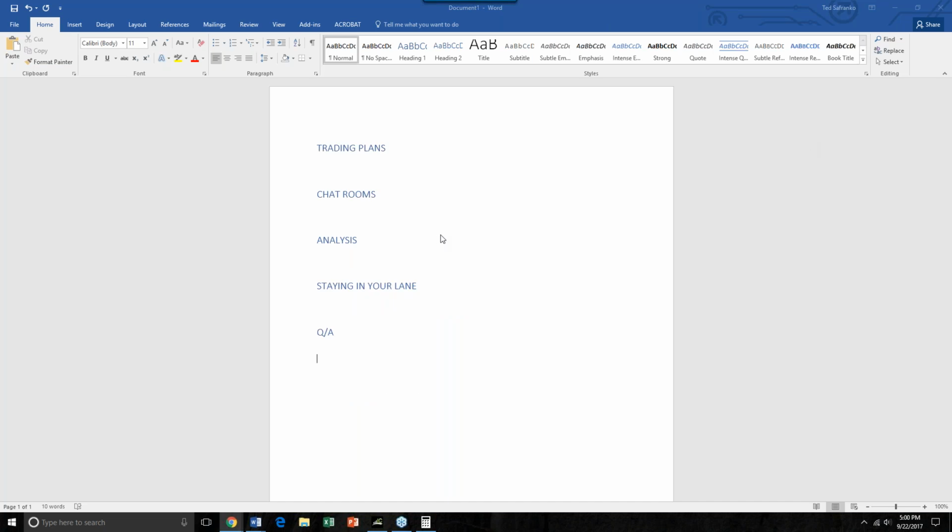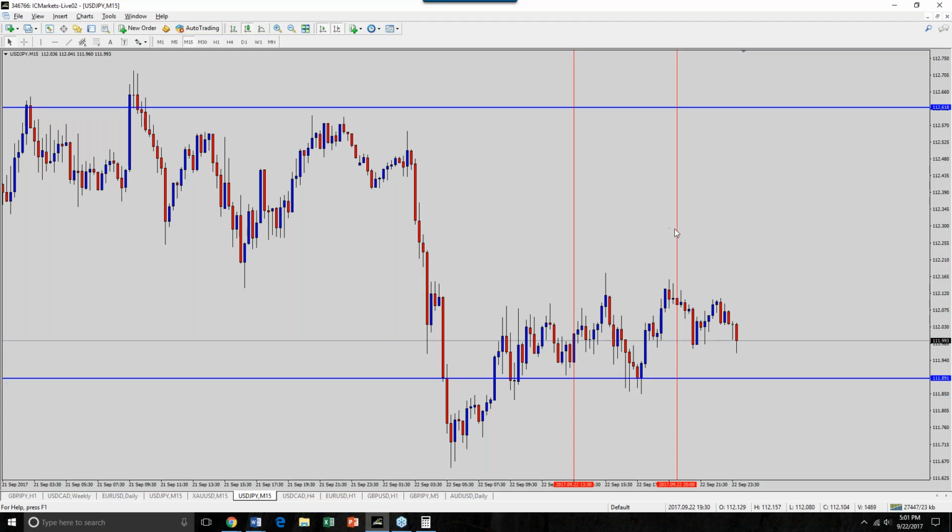Okay, so I guess we'll do analysis and staying in your lane all at the same time. I think that's important. When people do their analysis, everybody has different ideas and different approaches. That's okay as well. When you're doing analysis, you want to provide yourself enough information to make a proper judgment call. And once again, it's understanding your range. So let's go through this rather quickly. Let's talk about your range.